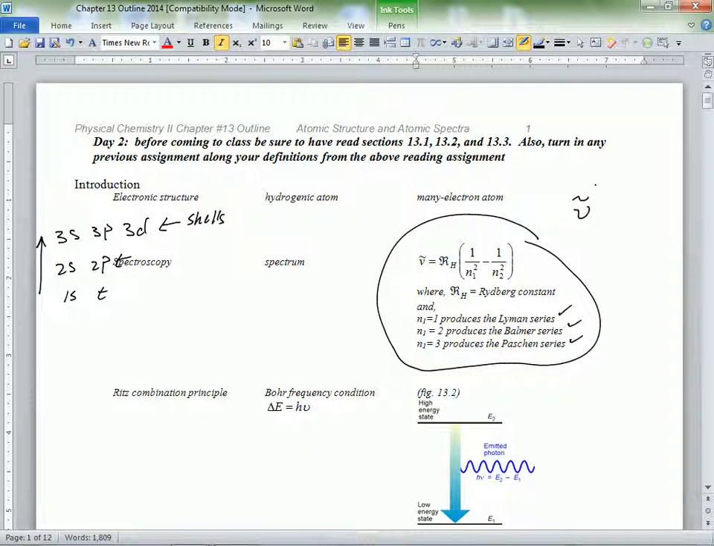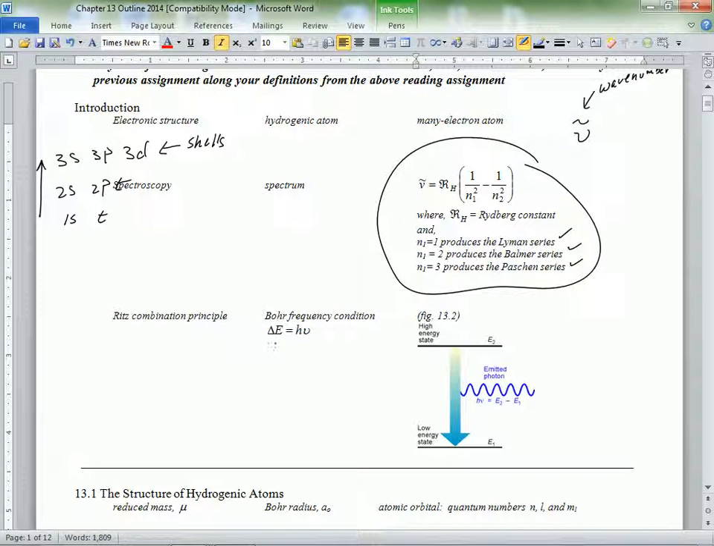Frequency with a tilde. That's called a tilde. That's our wave number. And wave number actually had what units? That the wavelength did. If we had, for example, our Bohr frequency condition. Let's jump down here. Well, let's finish the question with wave number first.